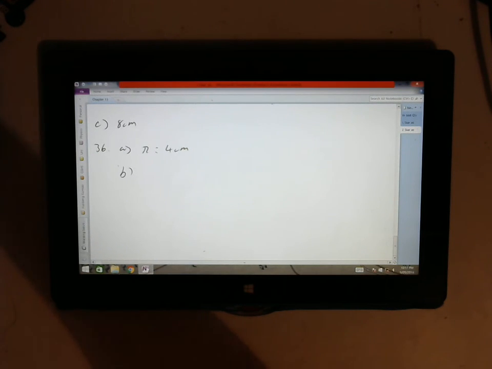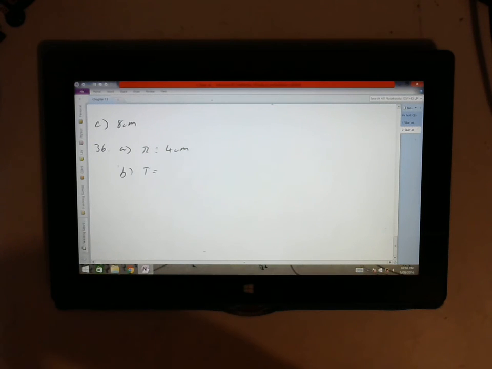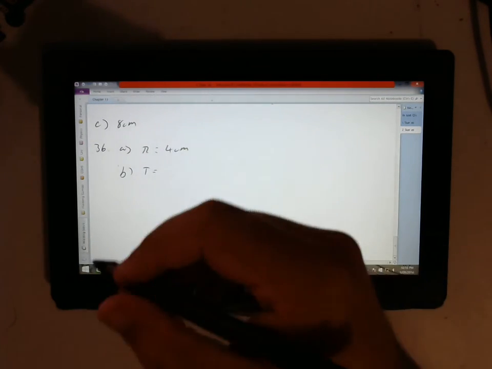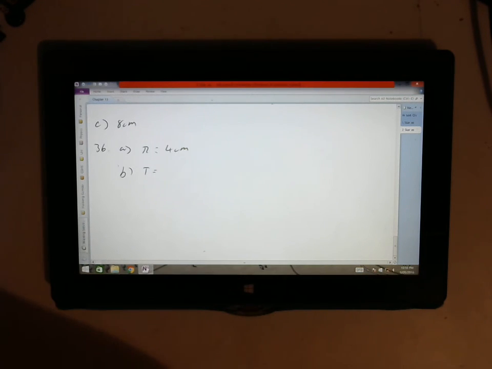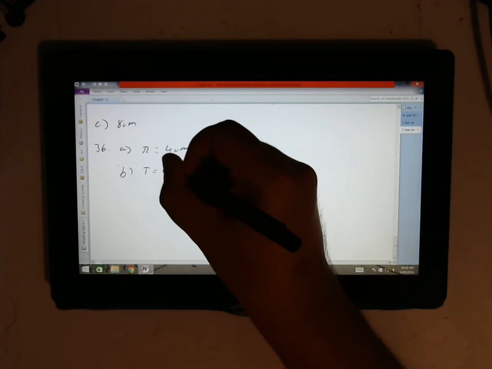This is our definition for period. So T, remember, is the time it takes for one repetition to happen, okay, one wave to repeat itself. We've got half a wave in 0.2 seconds, so therefore one wave must be 0.4 seconds.